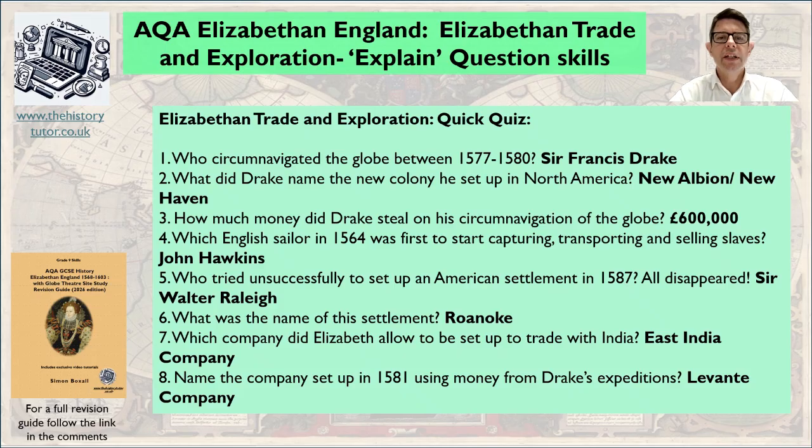What was the name of this settlement that was set up by Walter Raleigh? It was Roanoke. And then let's move on to trading companies, shall we? So which company did Elizabeth allow to be set up to trade with India? So this is the East Indies Company.